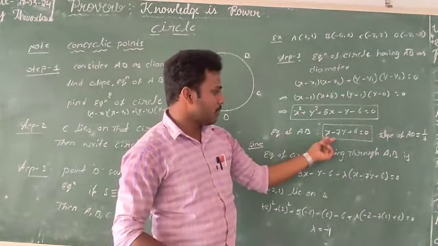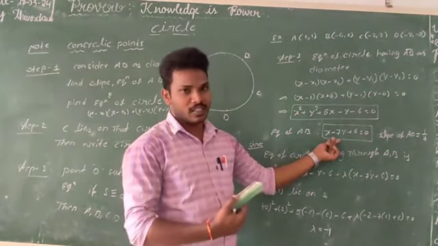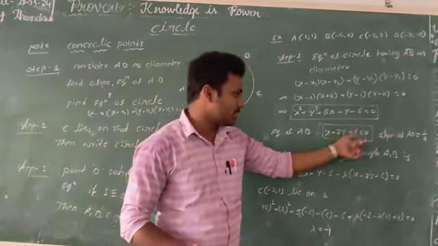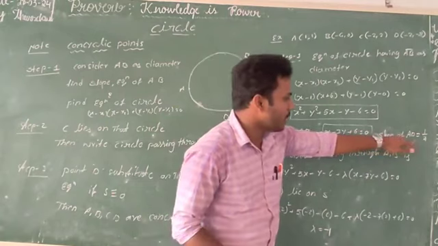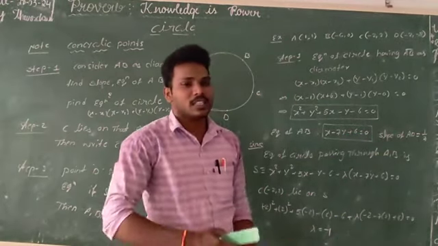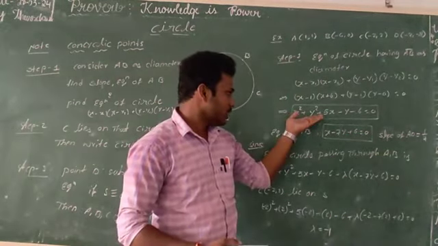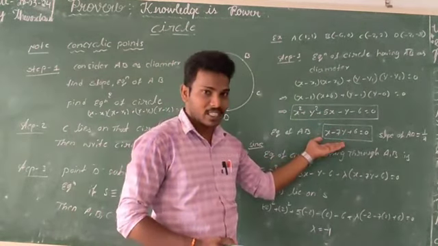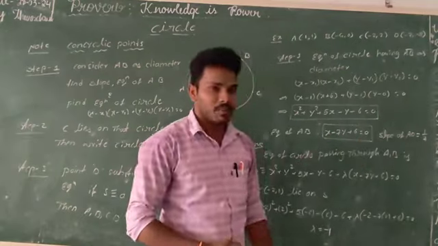And the equation of AB, you know how to find it using the 2-point form. So x minus 7y plus 6 equals 0. And the slope of AB is 1/7. So I need to take all these things: the equation of the circle, the equation of the line AB and the slope of line AB also.